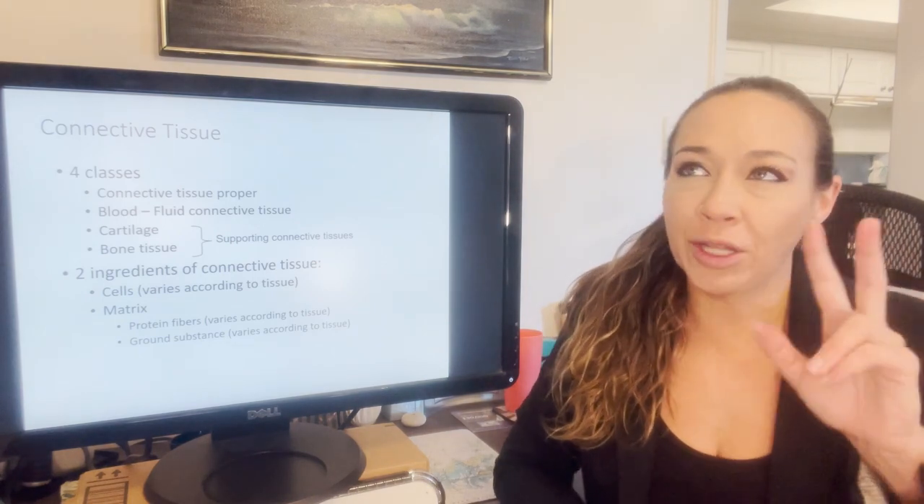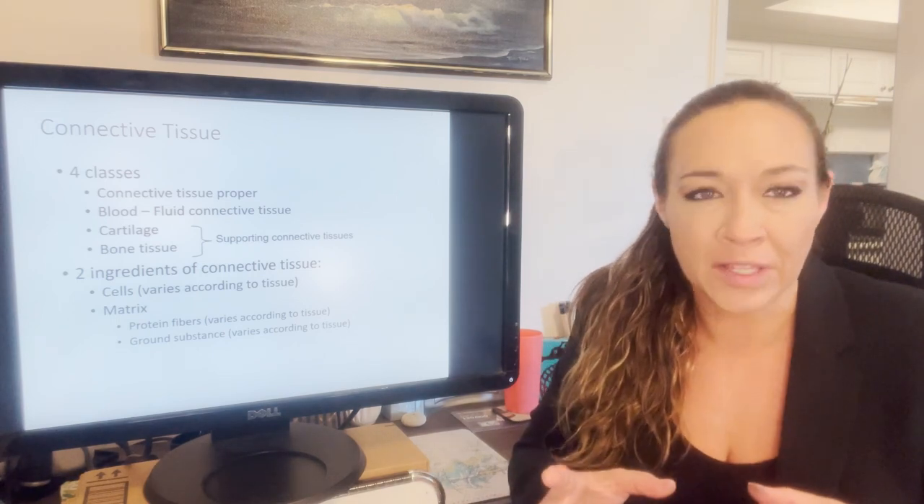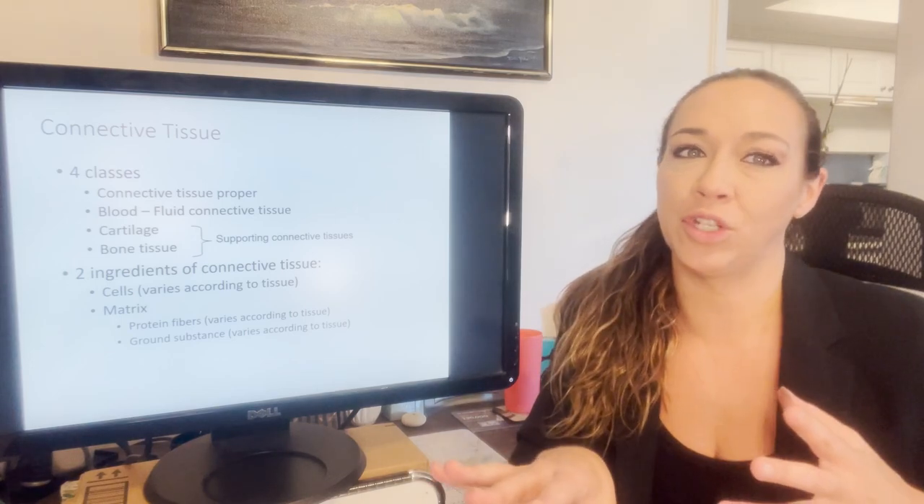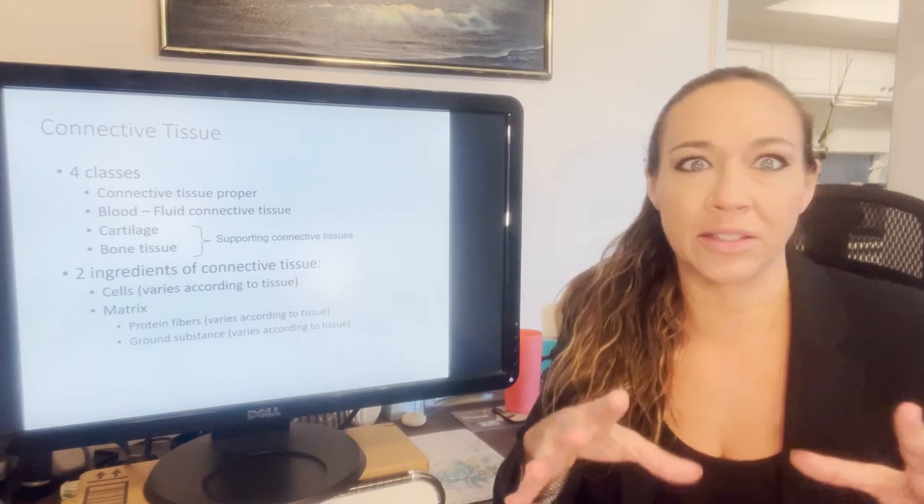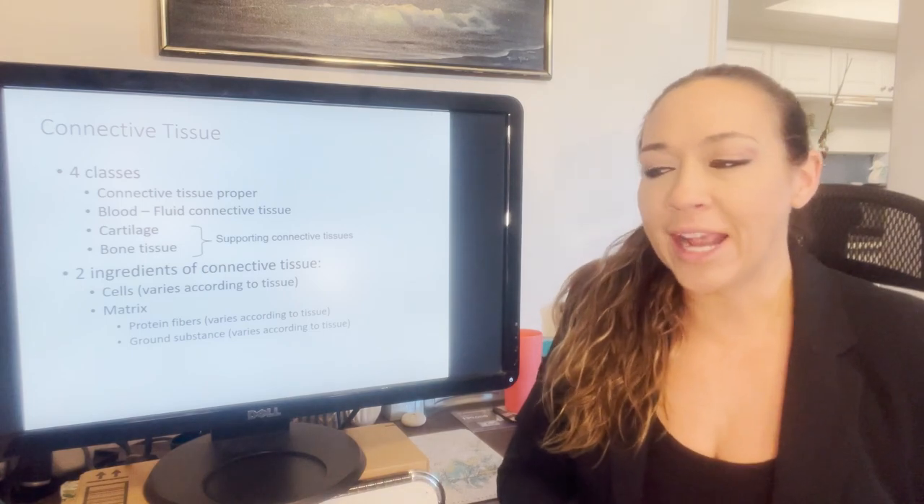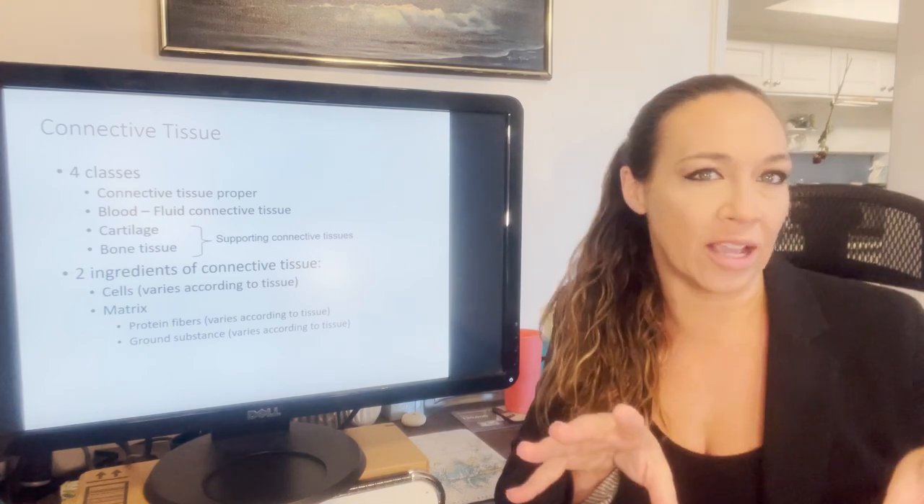Now, there are typically two ingredients to make up connective tissues. We have the cells themselves, and the cells are going to vary on location, vary on type of connective tissue, right? They're going to be vastly different in shape and function and all of that. And the next one would be the matrix. You think of the matrix as everything in between the cells.